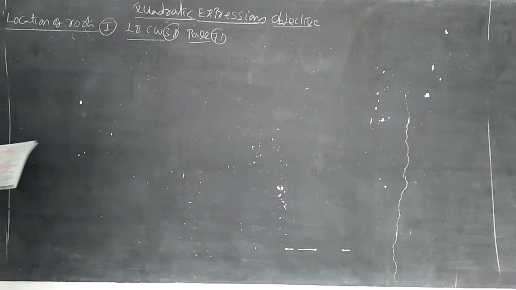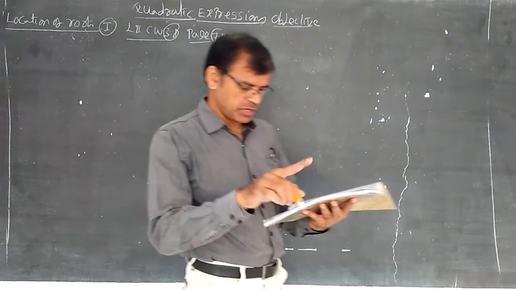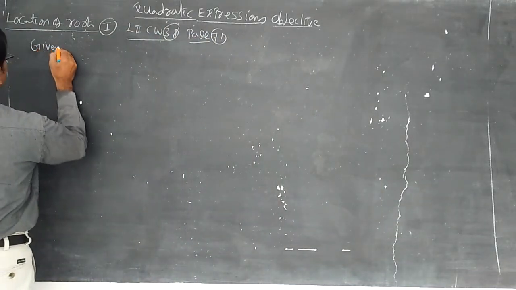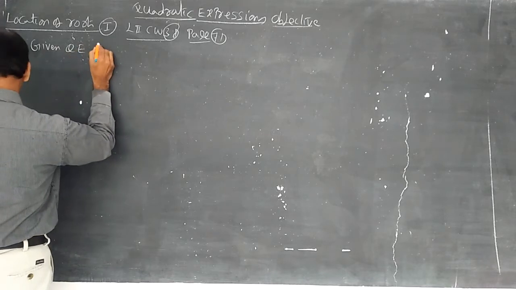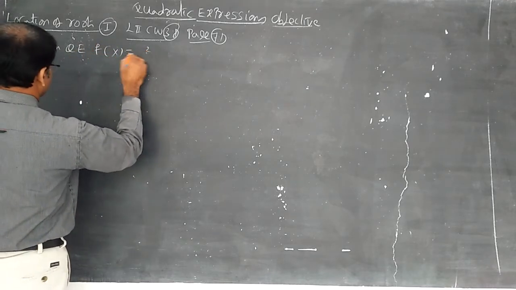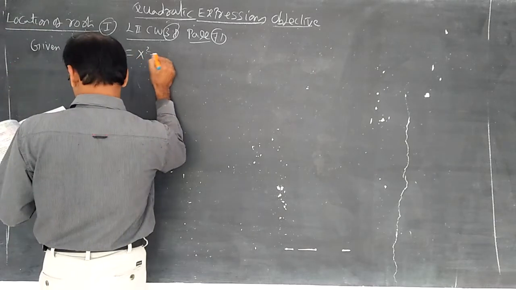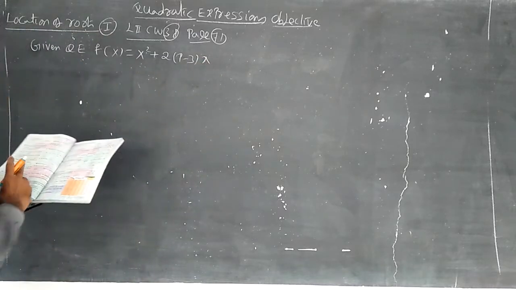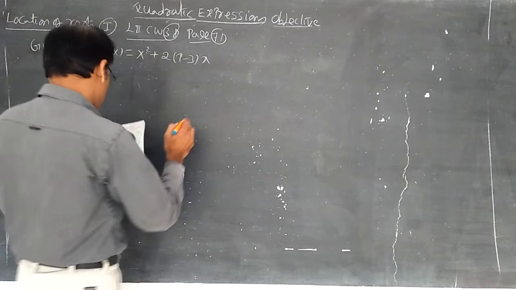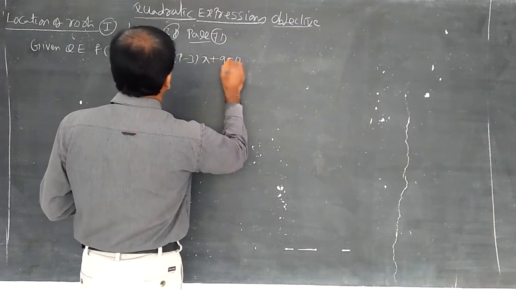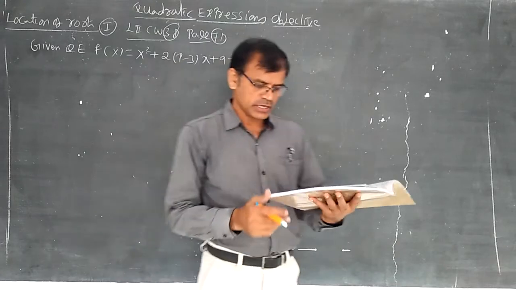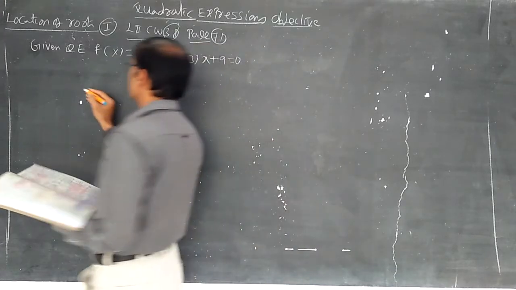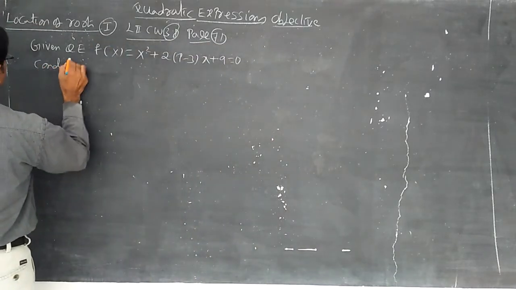The set of values of p for which 6 lies between the roots for the given quadratic equation. Let us write the given quadratic equation: f of x is equal to x square plus 2 into p minus 3 into x plus 9 is equal to 0. This is the set of values for p for which 6 lies between the roots.